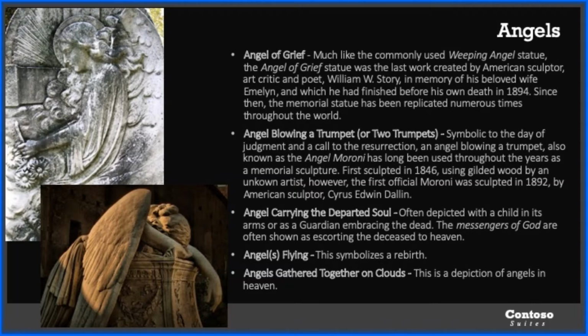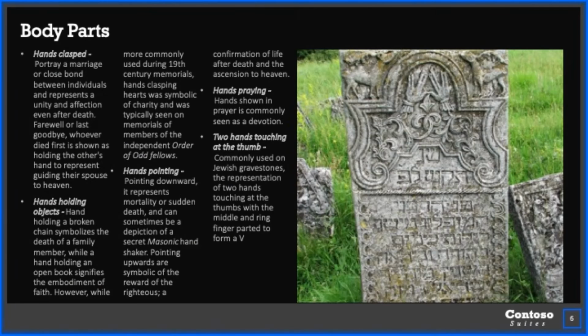There are, of course, angels. There's angels of grief, like this statue in the lower left corner, which is a famous statue. There is angels carrying a soul, angels flying. There's frequently cherubs. You'll just see a face of a cherub with wings behind it. And that's a different iteration of an earlier Puritan symbol, and we'll talk about that a little bit later.